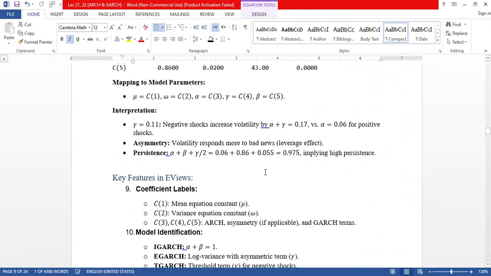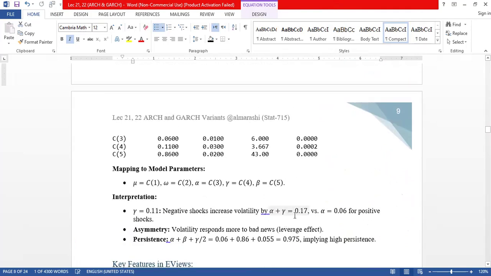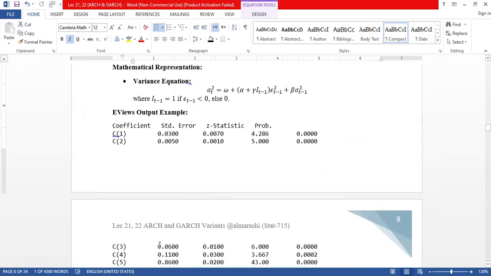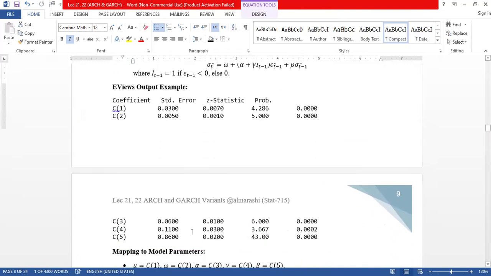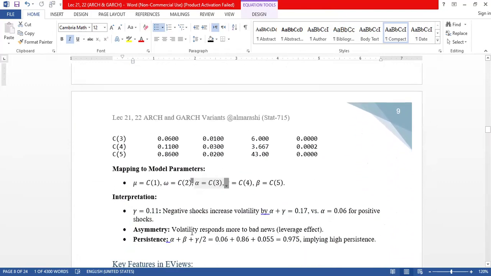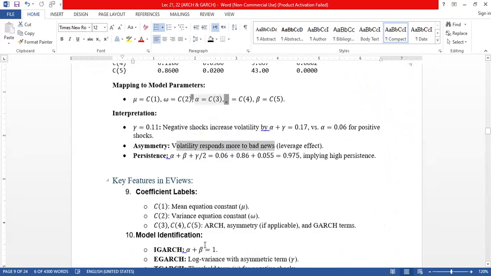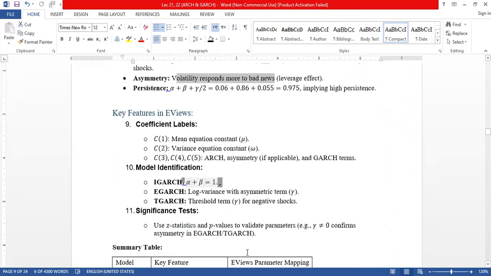And here we have explained that alpha plus gamma is 0.17 versus alpha is 0.06 for positive shocks. Remember this thing. So alpha is C3 here. It is only 0.07. But when it is added with this, it becomes larger. This means what? Volatility responds more to bad news. Leverage effect.